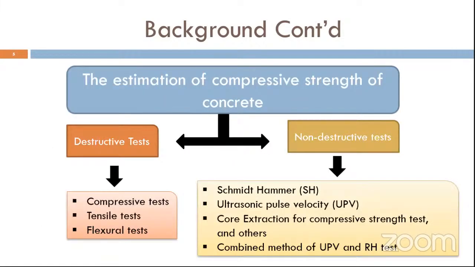For the estimation of compressive strength of concrete, we relied mostly on destructive tests and non-destructive tests. With these tests, we were able to determine the compressive strength, tensile test, and friction test. In non-destructive tests, the equipment used are the Schmidt hammer, ultrasonic pulse velocity, core extraction for compression stress test, and others. There is also a combined method of ultrasonic pulse velocity and rebound hammer test. But in our project, we took the Schmidt hammer or the rebound test.